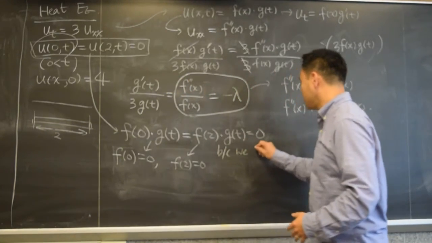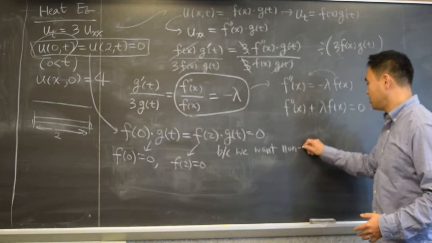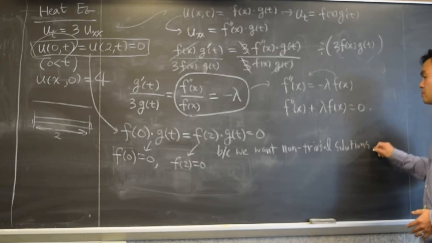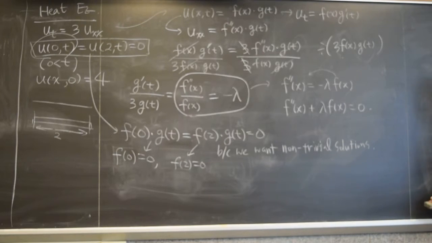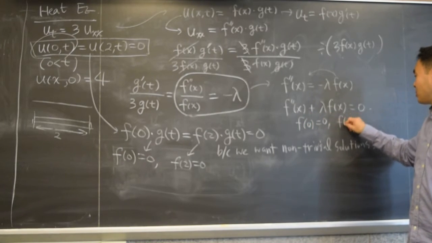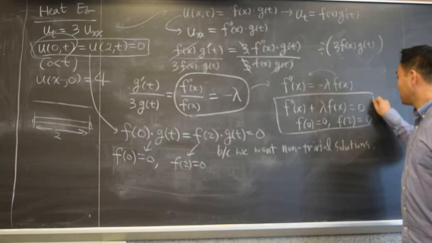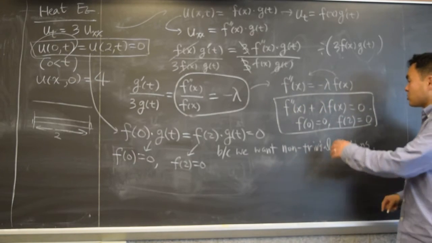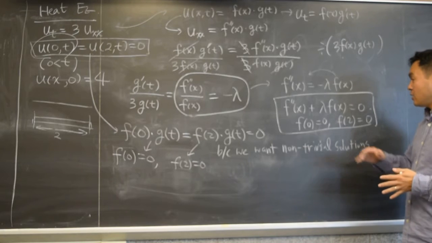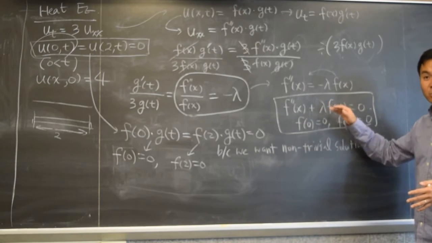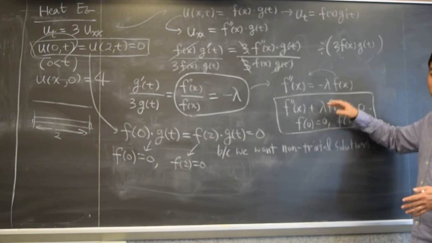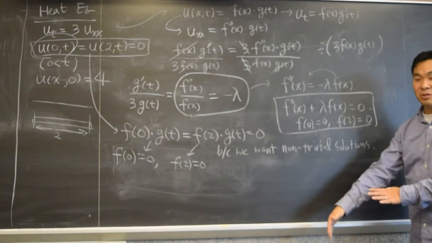Because we want non-trivial solutions. Okay, that's good. Now put this in here. f of 0 is 0. f of 2 is 0 with this, because you're trying to find those solutions which are non-trivial and that still satisfy these endpoints and the differential equation. That limits what lambda could be, right? So we have to work all that out. So you have to solve this eigenvalue problem.